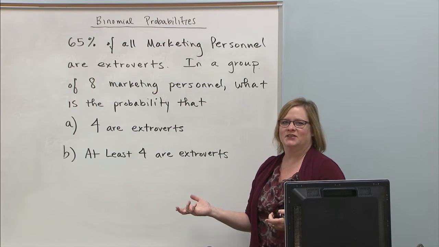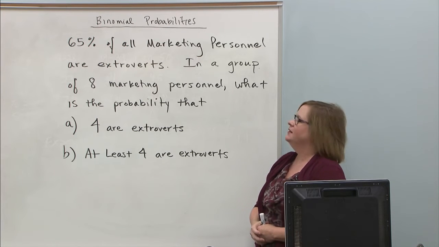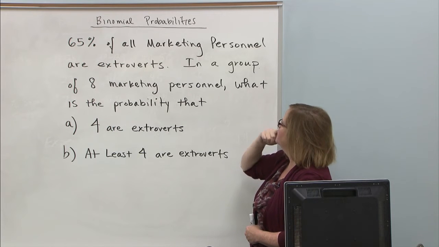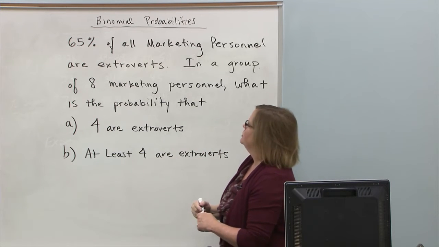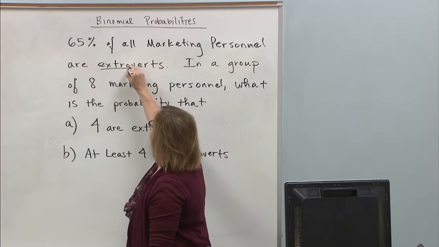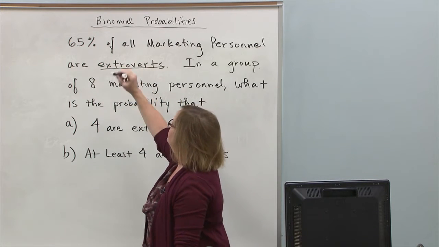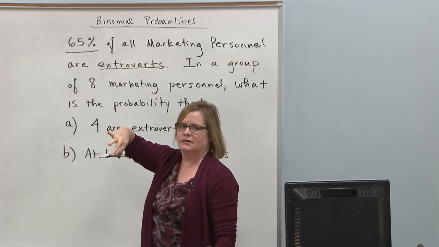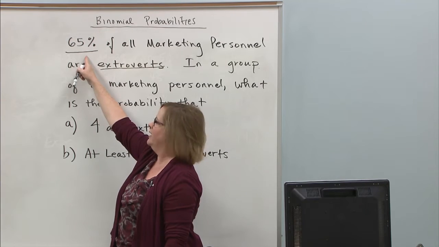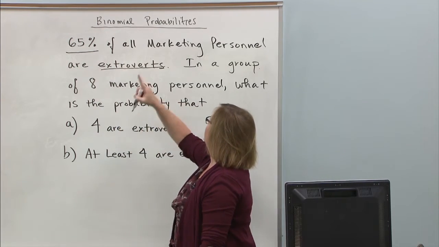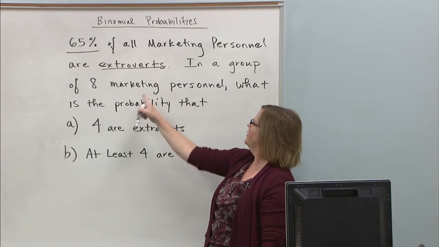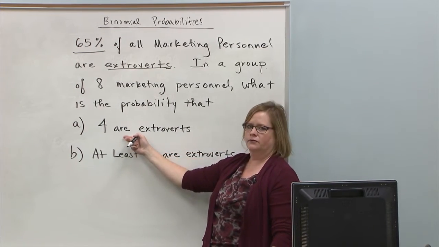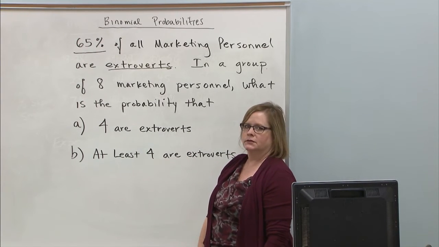Right, let's use the calculator to figure out a binomial probability. The situation is you've been told that 65% of all marketing personnel are extroverts. So we're looking at being an extrovert as the success. The value for P, the probability of that success, is going to be 0.65. And then we've got a group of 8 people, 8 marketing personnel. Let's find the probability that half of them, or 4 of the 8, are extroverts.